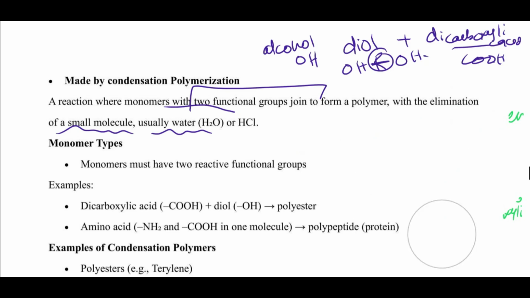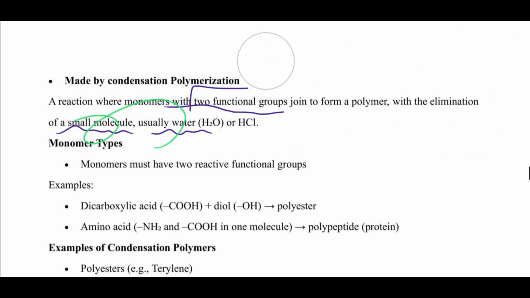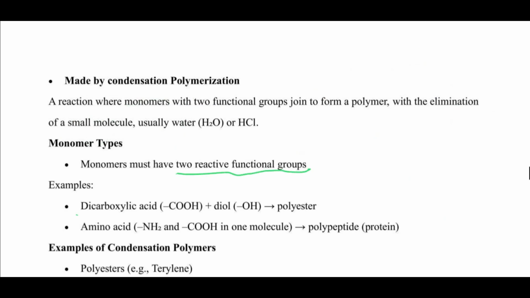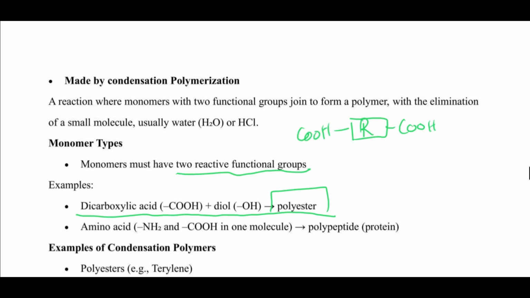Now let's see how we can get an ester, one by one. Monomers must have two reactive functional groups. An example is dicarboxylic acid and diol, and what we are going to get is polyester. You don't have to memorize anything for condensation polymerization. You can just remember there is some carbon and hydrogen present in the middle, but on this side we have a functional group, COOH, a dicarboxylic acid. Now for alcohol, we have a diol. It should be a dialcohol because it should have two reactive functional groups, one on each side.